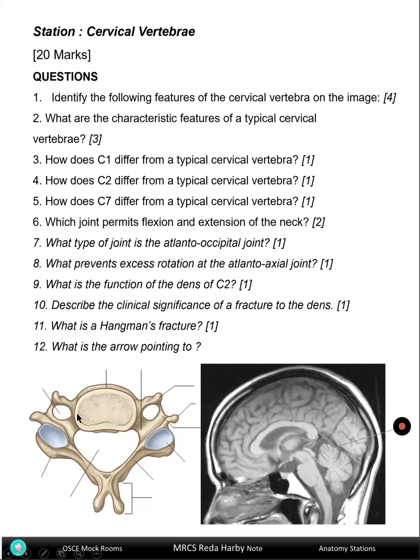So here you are. Identify the following features on this vertebra. Is it C1 or C2? This one, is it C1 or C2? It's none of them. Excellent. Thank you. This is number one. What is this? That's the vertebral canal, excellent. And what is this? The vertebral body. And what is this? That's the transverse process. No. Oh, okay, that would be the pedicle.